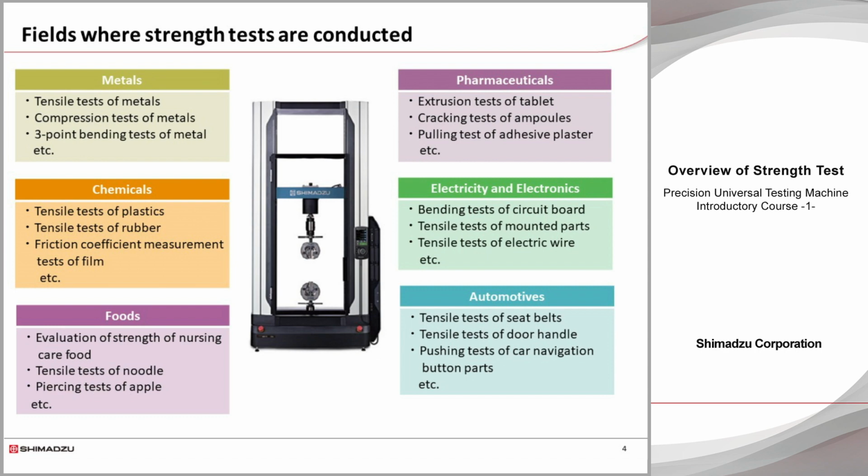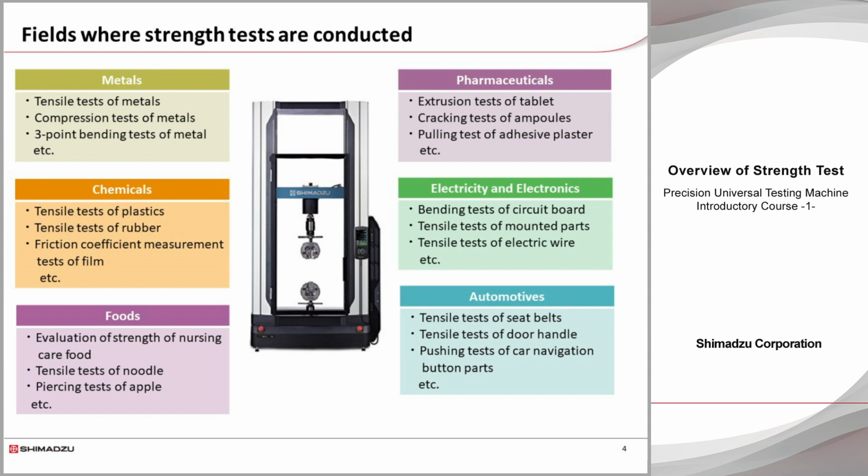Strength testing is used in a wide variety of applications. This slide shows some examples. In metals, the most typical field where strength testing is used, various materials are tested in tension, compression, and bending. In the chemical field, strength testing is used to evaluate developed resin products. In the food industry, in recent years, there has been an increase in the number of cases where it is used to evaluate food texture, for example, the firmness of noodles and the elasticity of bread.